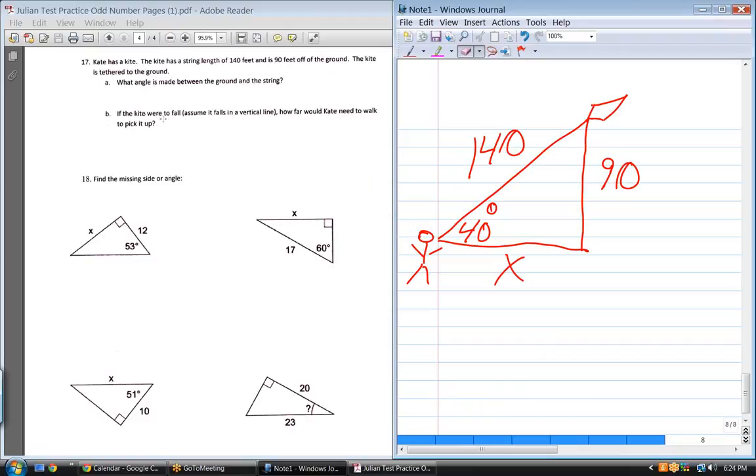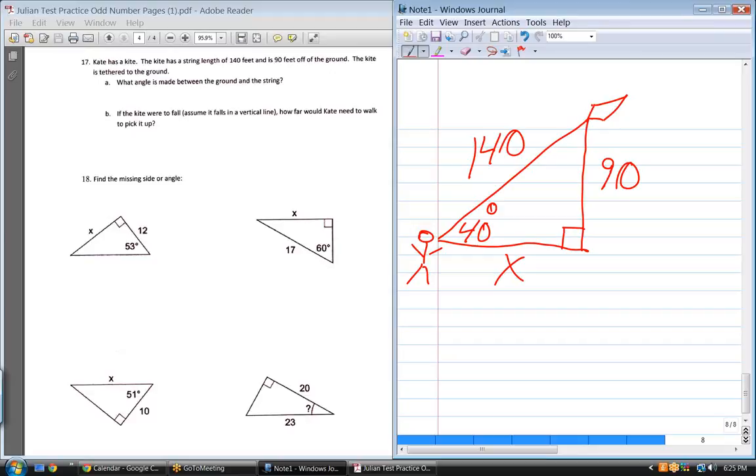And B, if the kite were to fall, assuming it falls in a vertical line, how far would Kate need to walk to pick it up? What are they asking for? For X. Okay. Got two ways to figure out X. It's a right triangle, so what's one way? Pythagorean Theorem. Good. What's another way? What trig function relates X to either 140 or to 90? You can do either one.